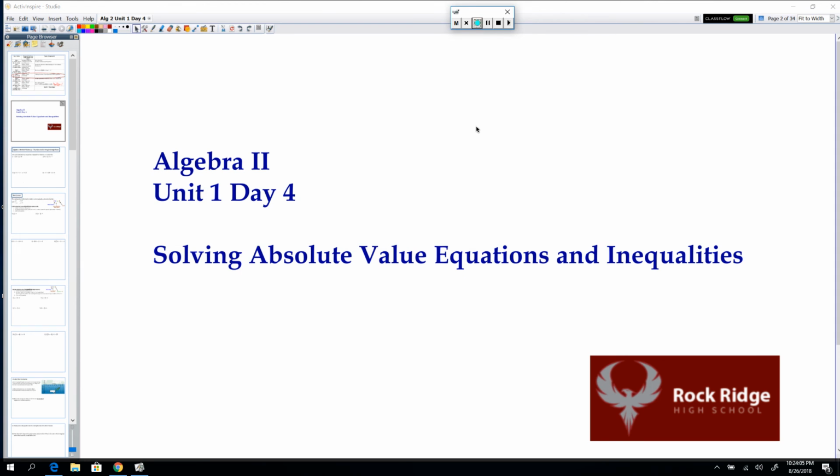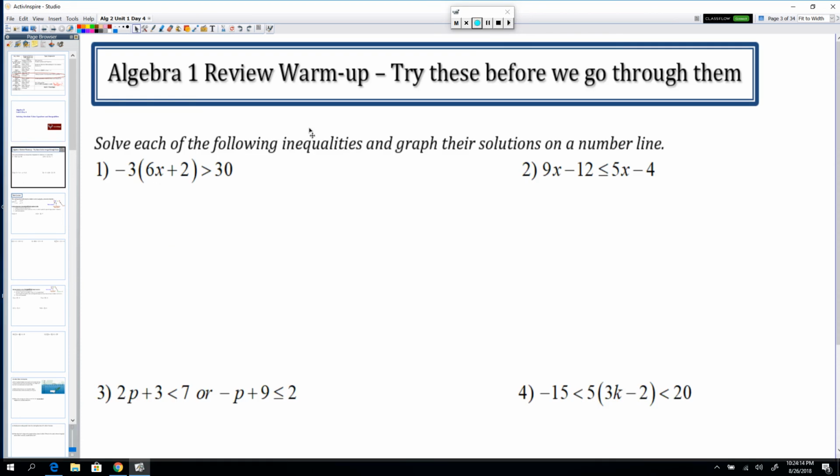Today we'll be discussing how to solve absolute value equations and inequalities. So this will be the algebraic portion. We'll get a little bit of graphing today, and then we'll wrap up graphing in the next class. So real quick, I would like to walk you through the little Algebra 1 review warm-up so that we can get you started on remembering these concepts of inequalities. This does relate to absolute value, I promise.